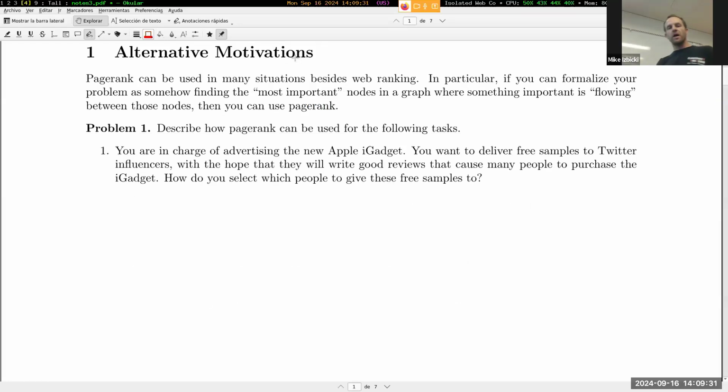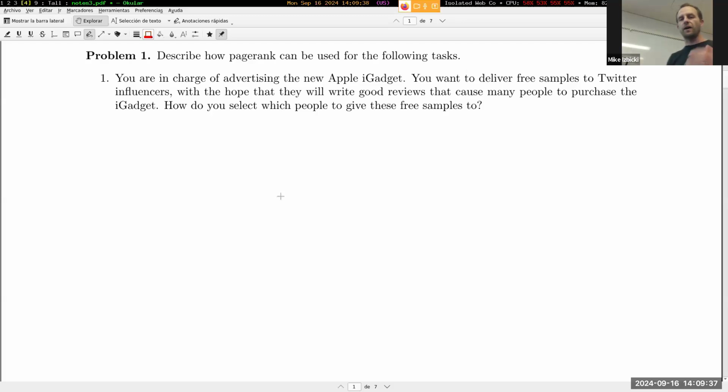But problem 1 here. Describe how PageRank can be used for the following tasks. I have 2 different tasks here that you'll have to talk about how PageRank could be used for. So you are in charge of advertising the new Apple iGadget, and you want to deliver free samples to Twitter influencers with the hope that they will write good reviews that cause many people to purchase the iGadget, whatever it is. How do you select which people to give these free samples to?